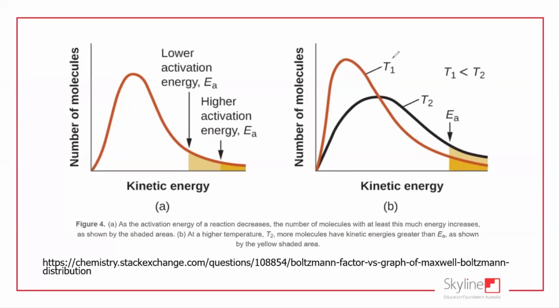Conversely, we can increase temperature. So here we have T1 and T2. T1 and T2 have the same area, which represents the same amount of particles, but because T2 has a higher temperature, the average energy is shifted more to the right. Therefore, while the activation energy remains the same, a greater area of particles, essentially a greater number of particles, have the energy required for a reaction to occur. That's why the rate of reaction increases with temperature.